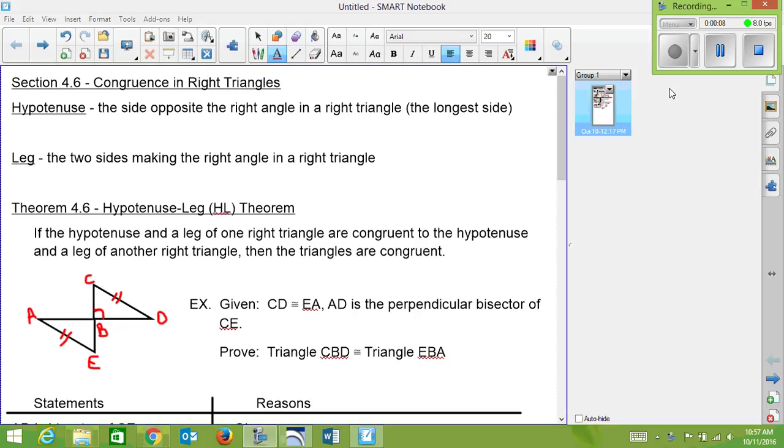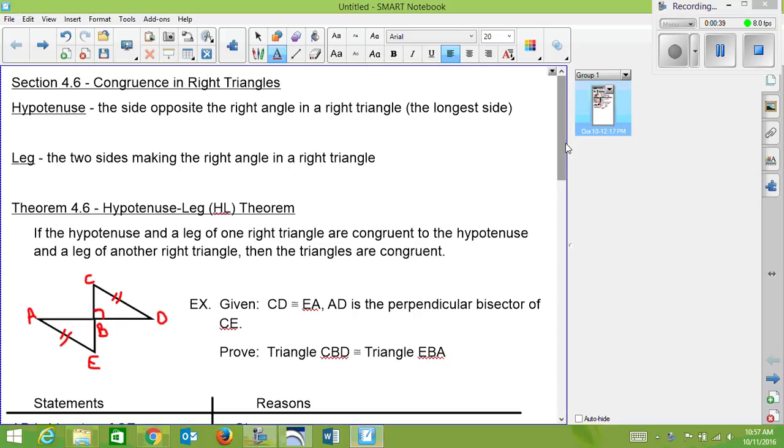The hypotenuse in a right triangle is the side that's opposite the right angle, and it will always be the longest side of the right triangle. Also, the hypotenuse will never make the right angle. So that's another way to tell which side is the hypotenuse, or the c for the Pythagorean theorem. The legs are the two sides that make the right angle in a right triangle, so that would be your a and b in the Pythagorean theorem.